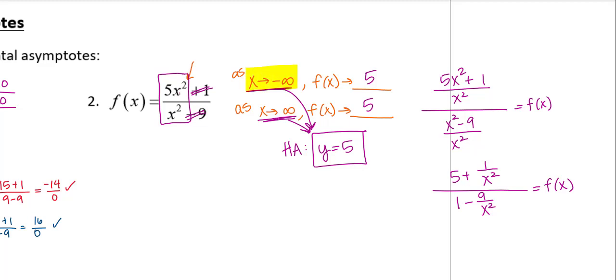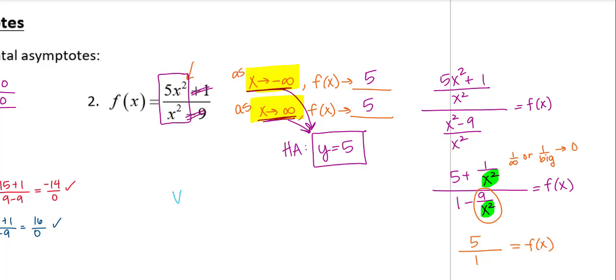If x is approaching positive infinity or negative infinity, when you put those in here, when you square it, you're ending up with something positive, whether you're squaring negative infinity or positive infinity. 1 over infinity, or 1 over something really, really big, is going to approach 0. And so 5 plus 0 is 5. And 1 minus, same thing here, 1 minus 0 is 1. And so that's where I can see my y equals 5. So there are some different ways to look at this algebraically.